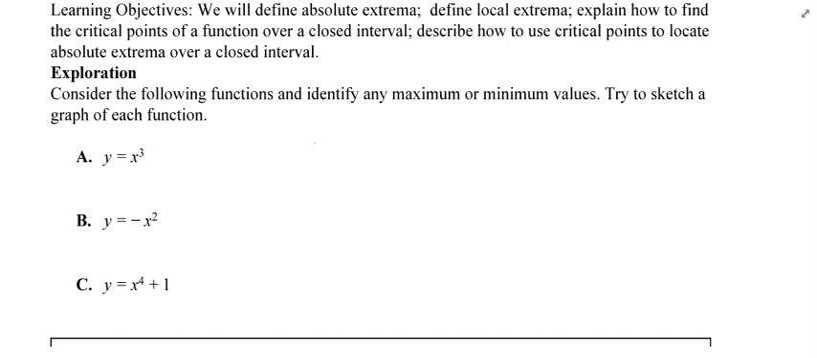First of all, let's do a bit of exploration. Consider the following functions and identify any maximum or minimum values. Try to sketch a graph of the function. A. Y is equal to x cubed. B. Y is equal to negative x squared. And C. Y is equal to x to the fourth plus 1.